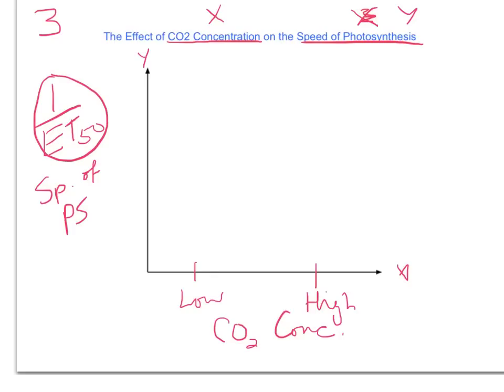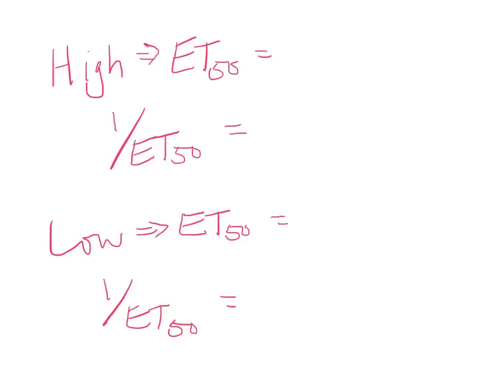Our high concentration ET50 value, remember, was a value of 8 minutes. Okay, and so we have to ask ourselves, what's 1 over 8, or 1 divided by 8? Using your calculator, you'll see that it's 0.125, or we can round it off to 0.13.